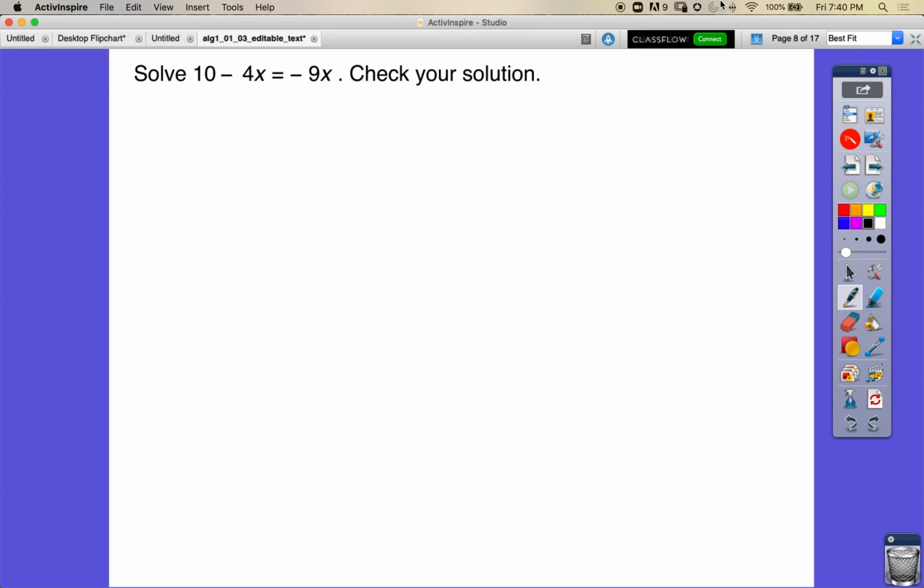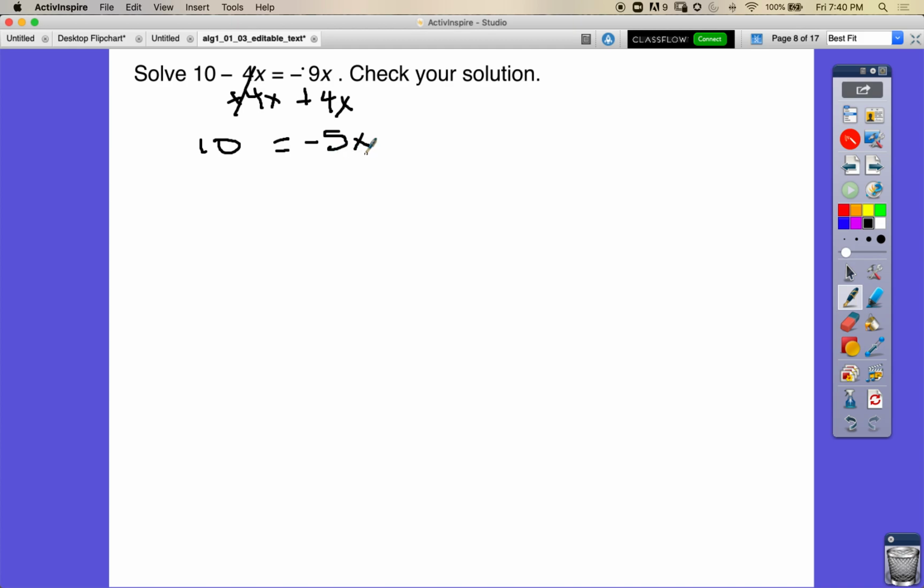So let's do a problem here. No parentheses, so I do not need to distribute anything, but I do want to move this x, this term right here, to the other side. So I'm going to undo this operation, which is minus 4x, so I'm going to add 4x to both sides. That becomes 0. Make sure you always line up your equal signs. I'm going to bring down my 10, and that's going to be negative 5x.